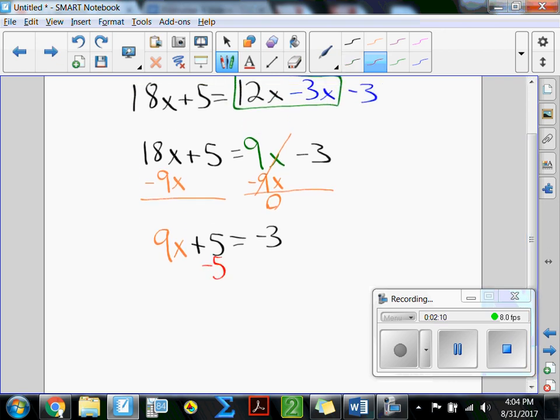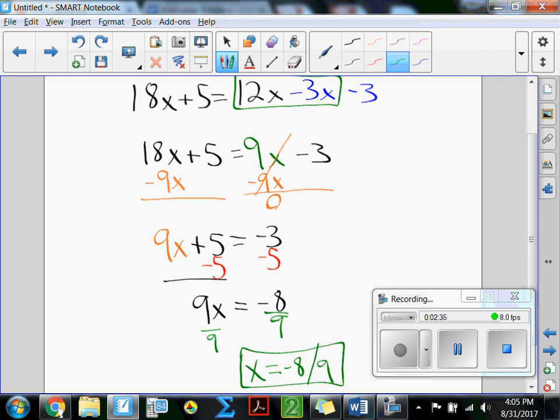Subtract 5 on both sides. 9x plus 0 is 9x. -3 minus 5 is -8. Very last step, divide by 9. Divide by 9. And x equals -8/9.